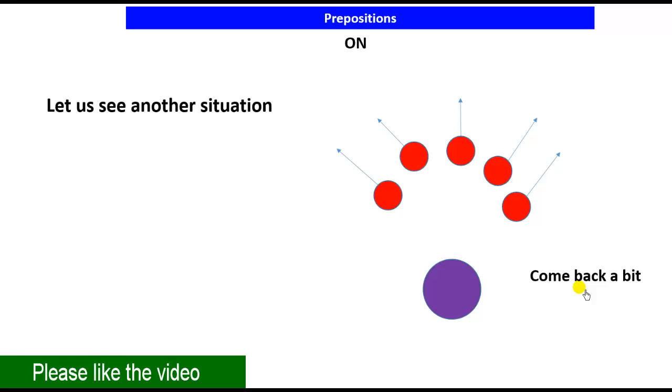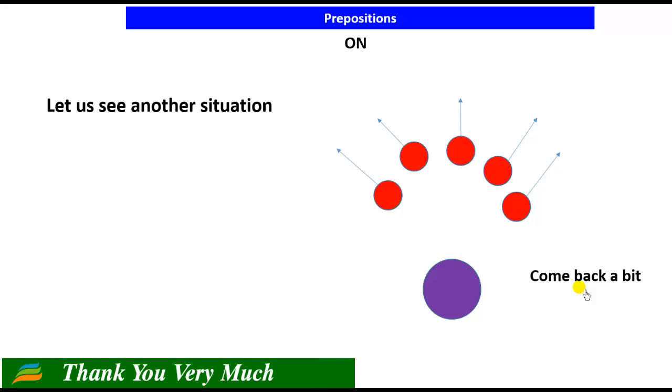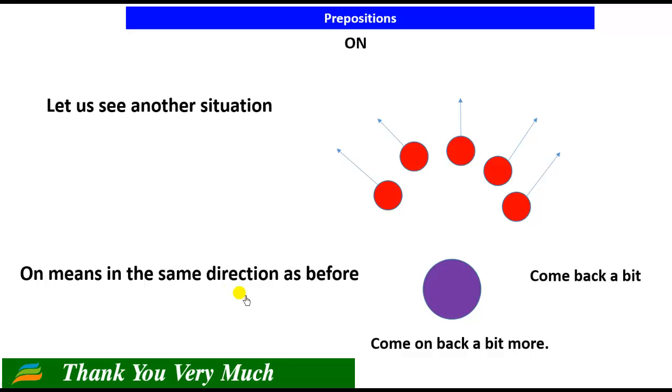But if you feel that they have not come back sufficient distance and you want them to come back more and closer, then you will say come on back a bit more. Here you will use the preposition on. Here on means in the same direction as before, because they have to come back in the same direction as that of before they have come. So here on means in the same direction as before.